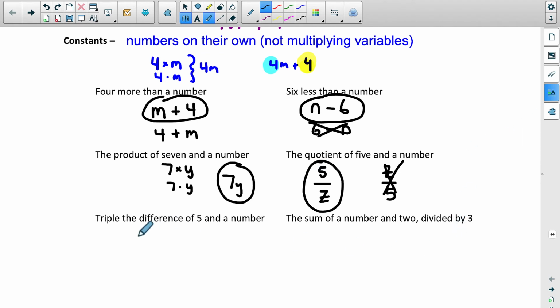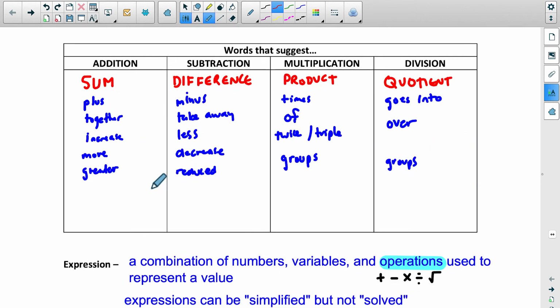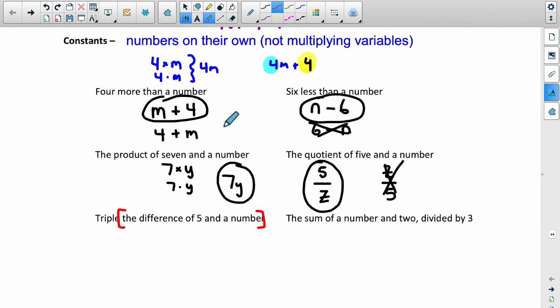Triple the difference of 5 and a number. Whoa, triple the difference of 5 and a number. So the first thing we actually need to get here is to figure out what's the difference of 5 and a number. We got to get that first, then we'll do the triple part. So the difference of 5 and a number. Difference means subtraction. So we have to watch our order here. We're getting the difference of 5 and a number. You got to put it in the order it's written this time.